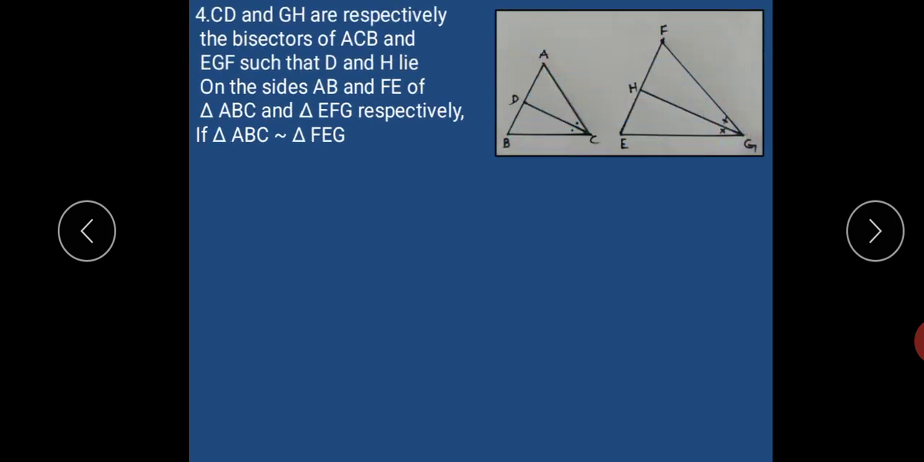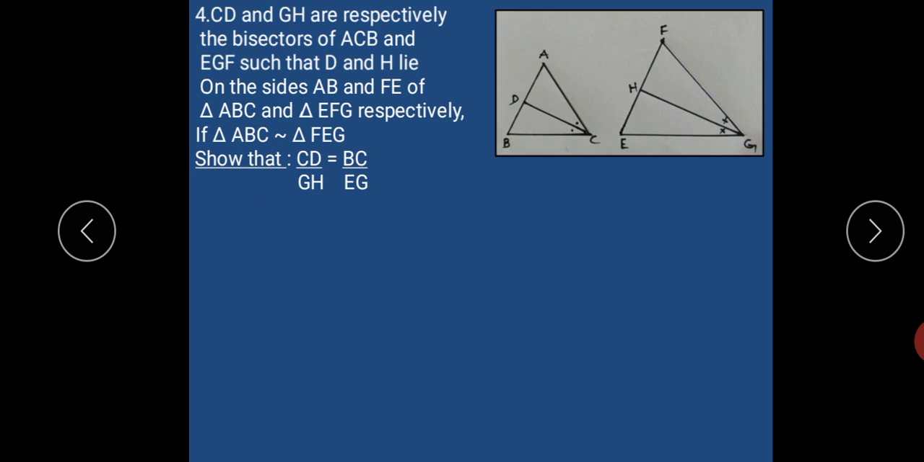We'll see the figure. There are two triangles, and CD and GH are respectively the angle bisectors of angle ACB and angle EGF, such that D and H lie on the sides AB and FE of triangle ABC and triangle EFG respectively. If triangle ABC is similar to triangle FEG, the original triangles are similar, you are asked to prove the ratios are equal. Now we have to see CD.